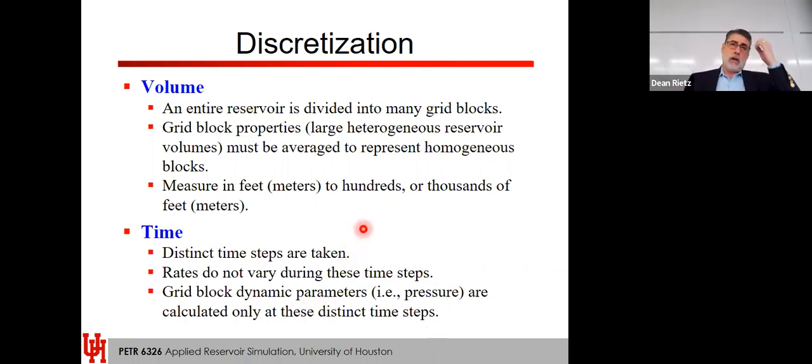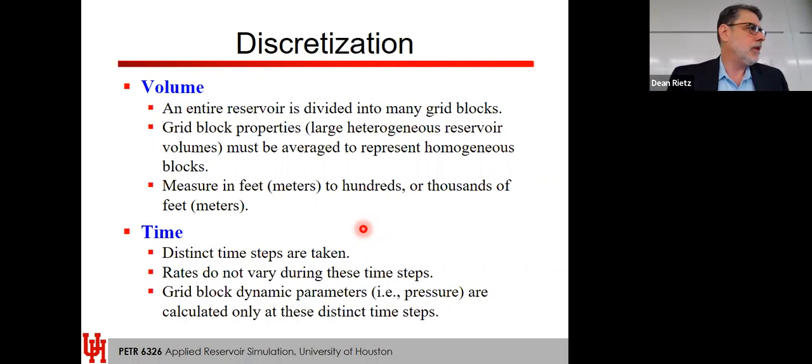I mentioned before that in some of the illustrations I'm going to show you, the grid blocks look like blocks, but they're really more like pizza boxes. The aspect ratio is very thin, but large.